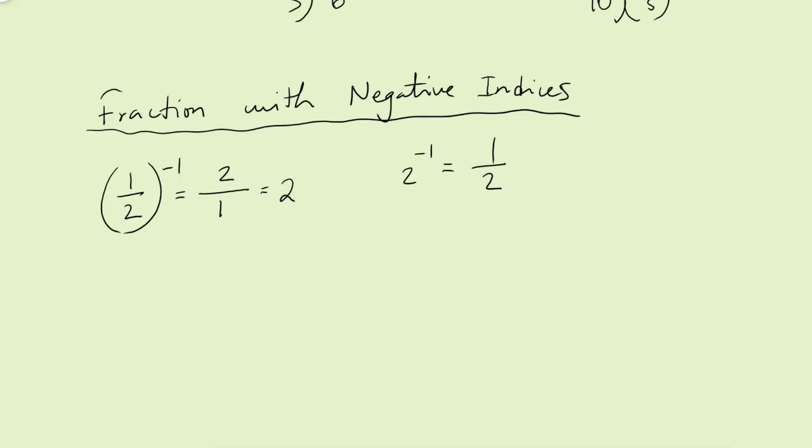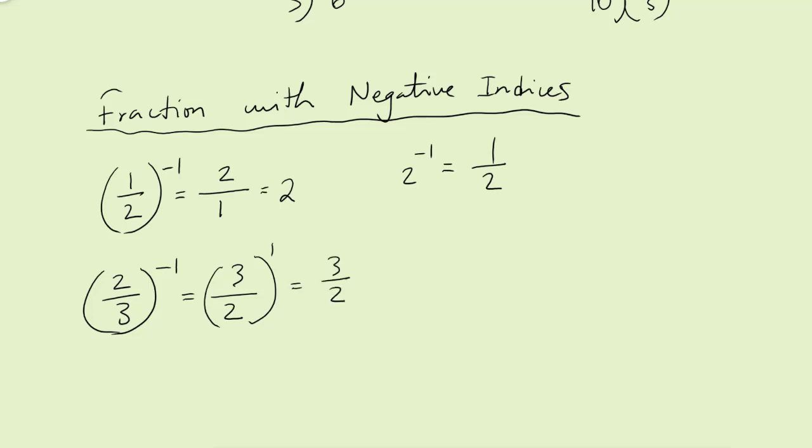Let's write a different example: 2 over 3 to the power of minus 1. And that will be 3 over 2. Now, what happens to the negative power? The negative power becomes positive. Because it's a power of 1, we don't need to write the power of 1, so we can just write the answer as 3 over 2.